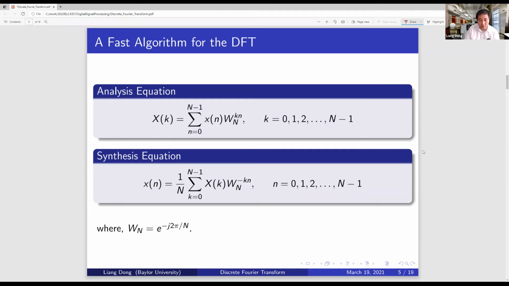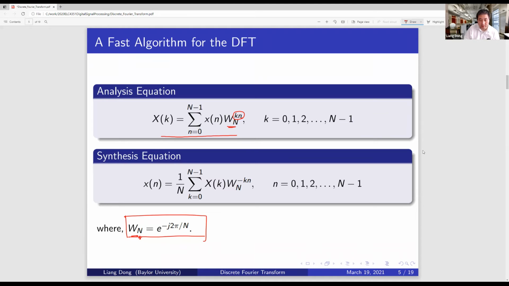The analysis equation is this. All I change is this term. I write this as a capital W sub N. Again, this is only determined by capital N, the N-point DFT, so I can always keep it as a function of capital N. Then this part is to the power kn. This is exactly what we have: e to the power negative j 2 pi kn over capital N.